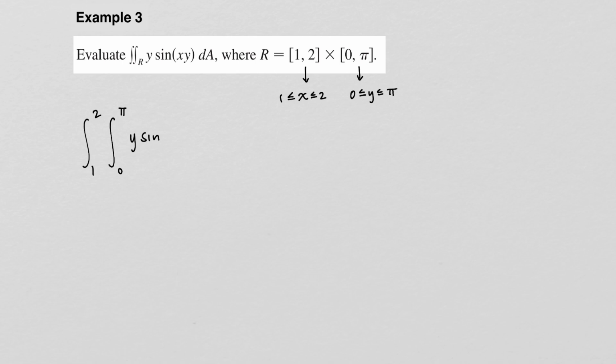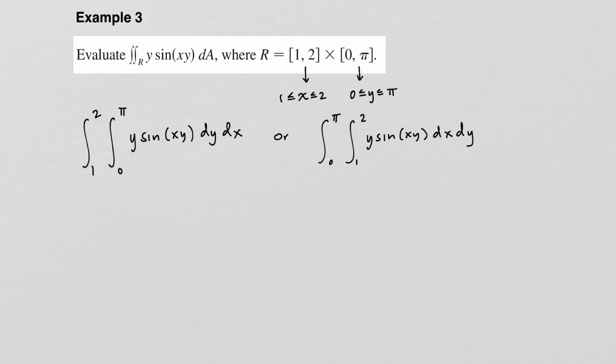y times the sine of xy, and then this would be dy dx, right? dy would be first because that corresponds to this interval, and then dx would be second. Or I could set this up as the integral from 0 to pi, integral from 1 to 2, y sine of xy, dx, dy. So we can do this problem either way.